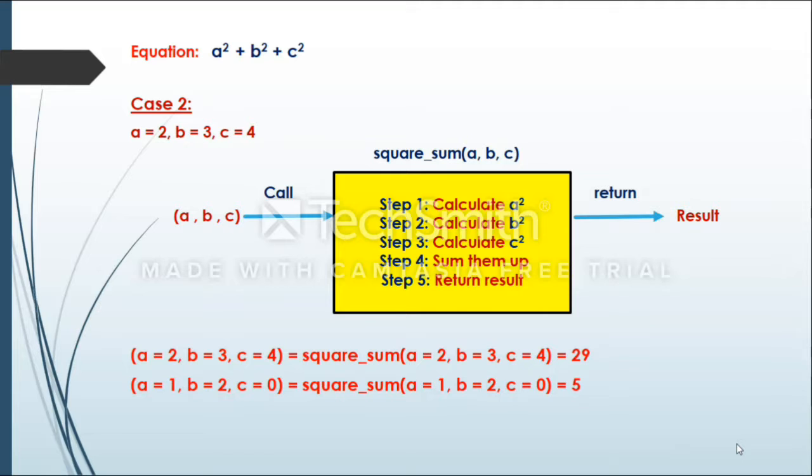For another case, a equal to 1, b equal to 2 and c equal to 0, we again call the square sum with a equal to 1, b equal to 2 and c equal to 0 and we get the answer as 5. Here we do not have to repeat all those 5 steps again and again. Simply we can call the function square sum and pass the required arguments one by one.